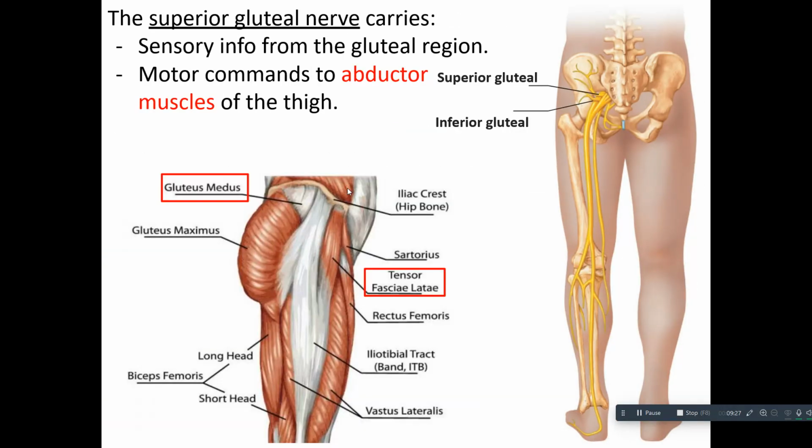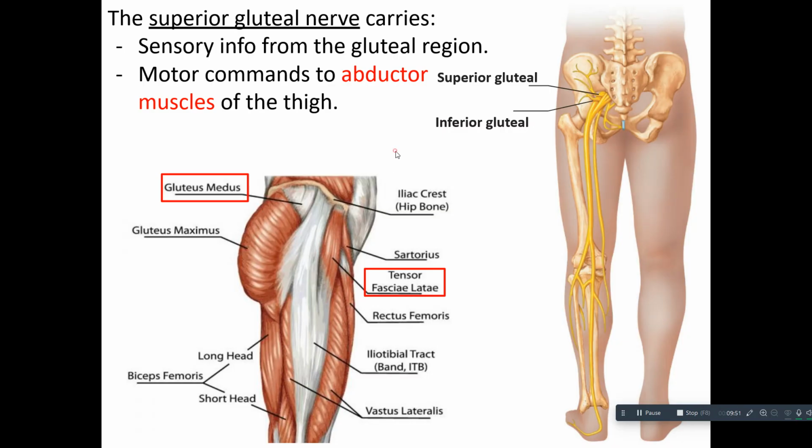Now, the gluteal nerves, we've got a superior gluteal nerve that is going to give me sensory information from the gluteal region, so from the butt region, as well as send motor commands to abductor muscles. So abductor muscles will be on the outside of the thigh here, lateral thigh. They're going to pull the thigh out.